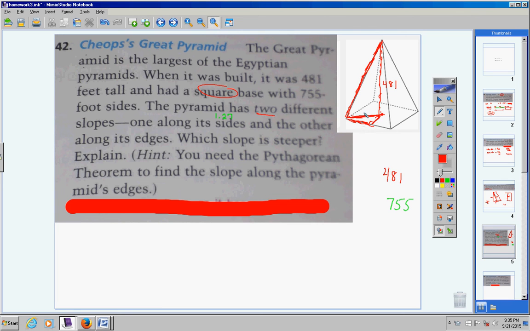I don't want to call it X. I don't know that length. So if I don't know the length, I've got to find it somehow. If I draw a right triangle right here, I know the length of this side is 377.5. It's half of a whole side. And I know this right here is also half of a side because it's coming from the center. So this side of the triangle is also 377.5.